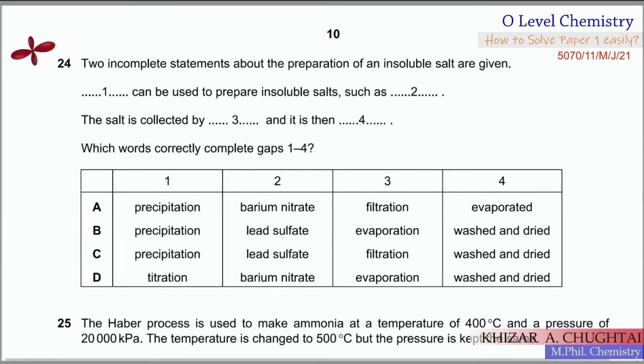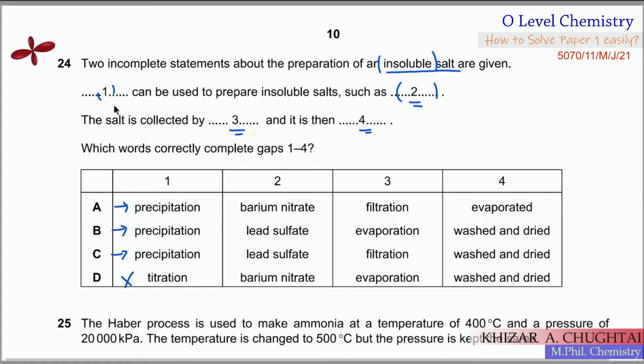Question number 24. Two incomplete statements about the preparation of an insoluble salt are given. Number 1 can be used to prepare an insoluble salt. Here will be the name of the insoluble salt. The salt is collected by number 3, the method, and then it is dried. As we are going to prepare an insoluble salt, the method should be the precipitation method. So D is the wrong option, first of all.